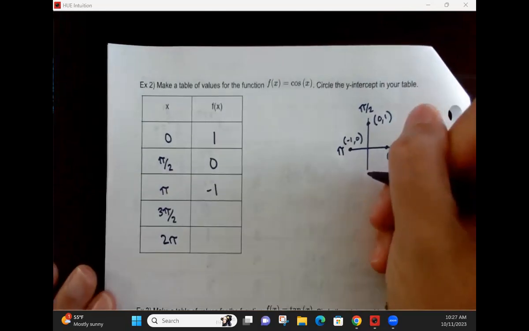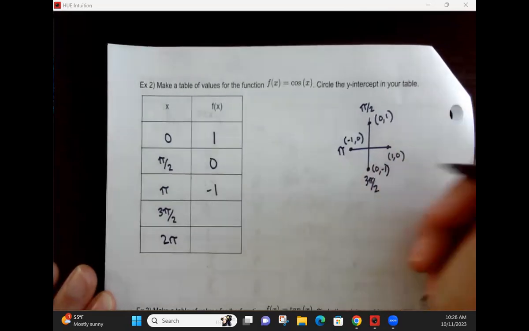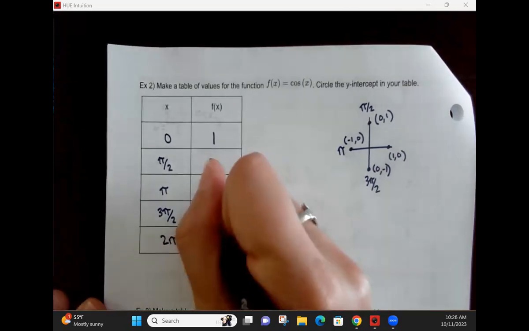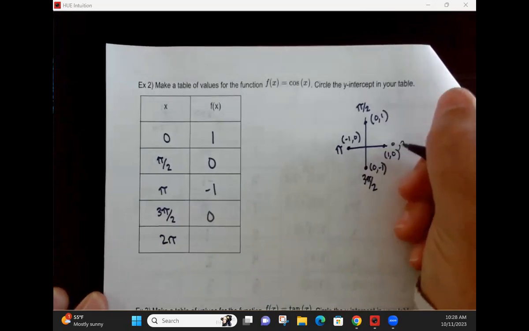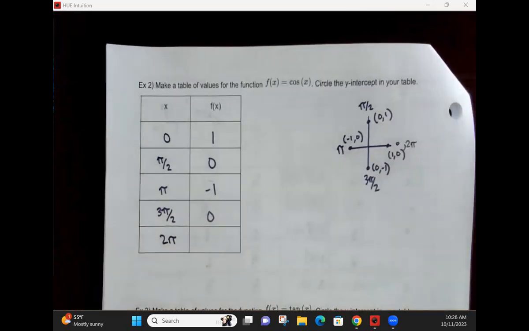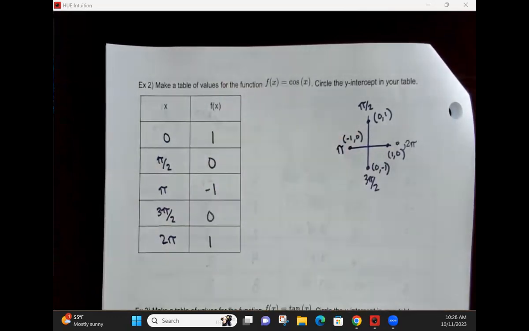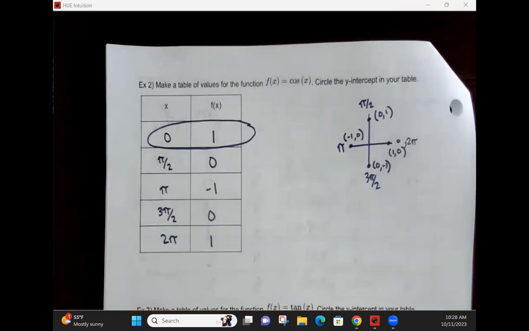And then 3 pi over 2 down here, that would be 0, -1. What's cosine of 3 pi over 2? 0. And then 2 pi, we're back here. Remember 0 and 2 pi are at the same spot. So what's cosine of 2 pi? 1, same as cosine of 0. And our y-intercept for cosine would be 1.